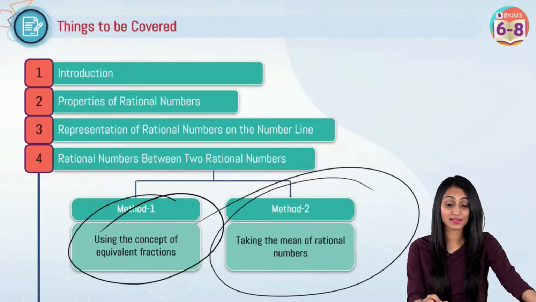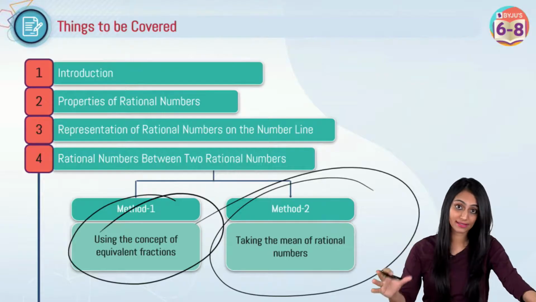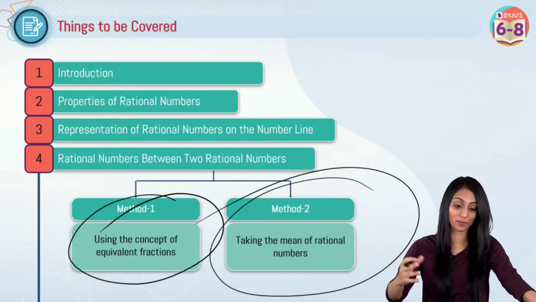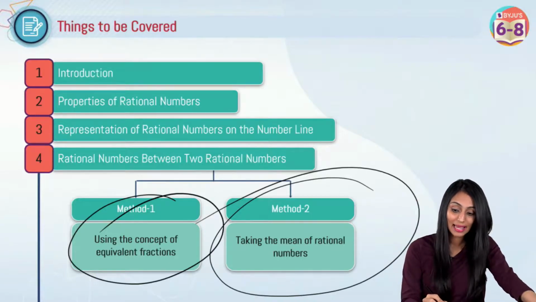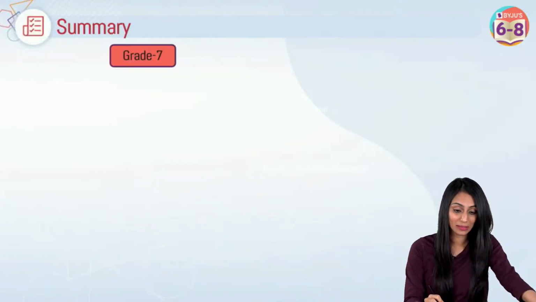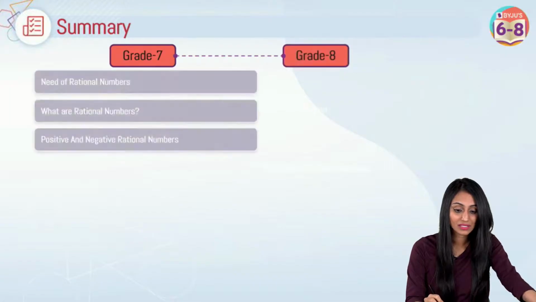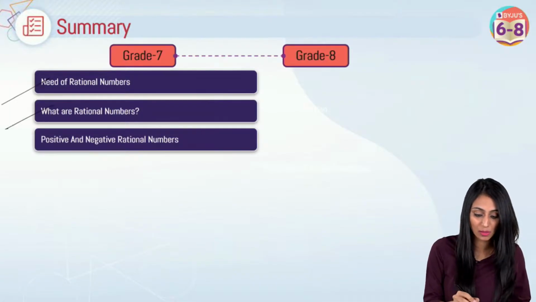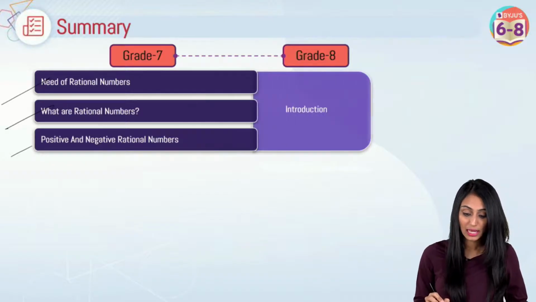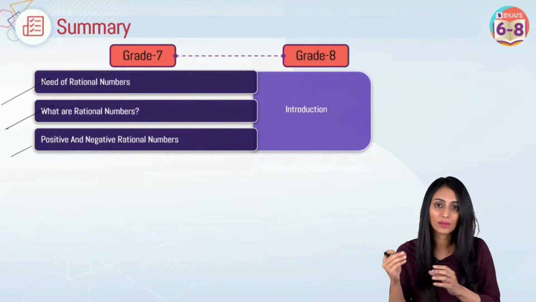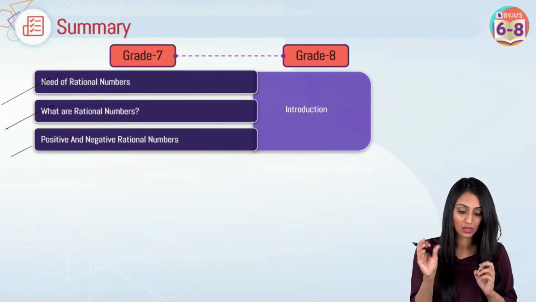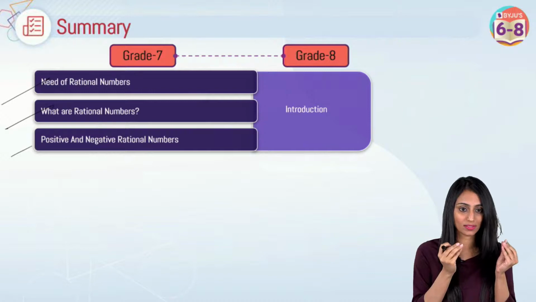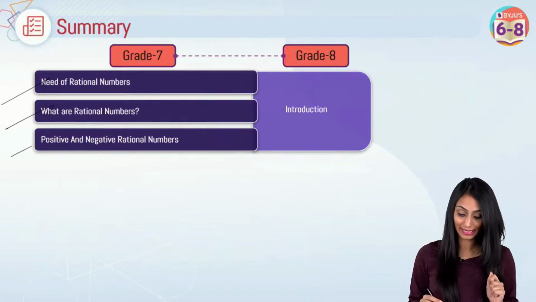So this is it. This is what we have learned in grade 7. We just did a quick revision of what we are going to be covering in the upcoming sessions. Now let's take a look at the quick summary of what we have seen. In grade 7, we have these 3 topics: need of rational numbers, what are rational numbers, positive and negative rational numbers. The same topics you have in grade 8 also, but there is just a brief introduction. So if you have your grade 7 books, I would suggest you go through these topics once, so that we are all set for grade 8.